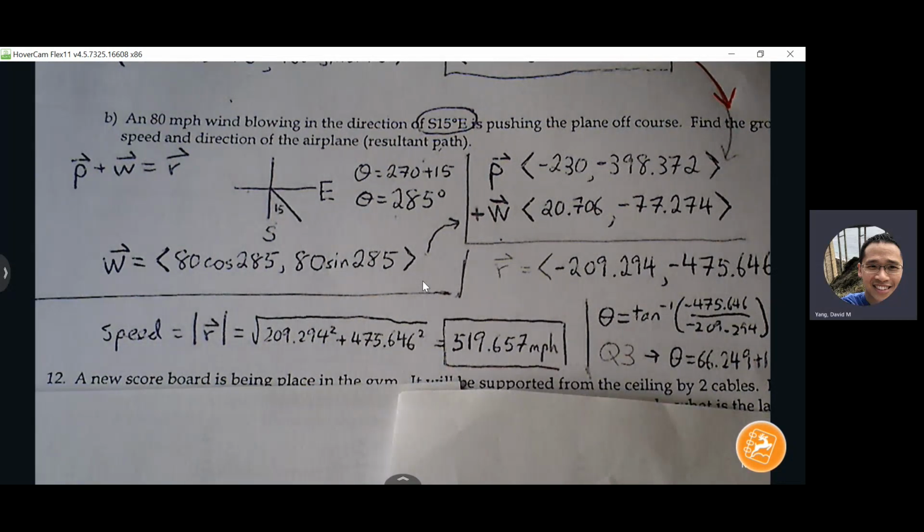Right, so that's all it was. 450. Right. If this is true bearing, then you do 450 minus that degree measure. But here, they're telling you exactly what to work with. So they're saying start south and then move 15 degrees east. That's how we end up with 285.